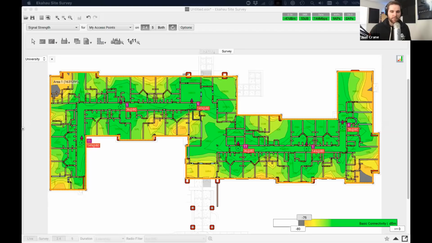Cool. So what we have done here is we have used the predictive modeling tool in Ekahau to design. Well, this network isn't really designed. If some of you are probably looking at this going, oh boy, Joel, what did you do here?